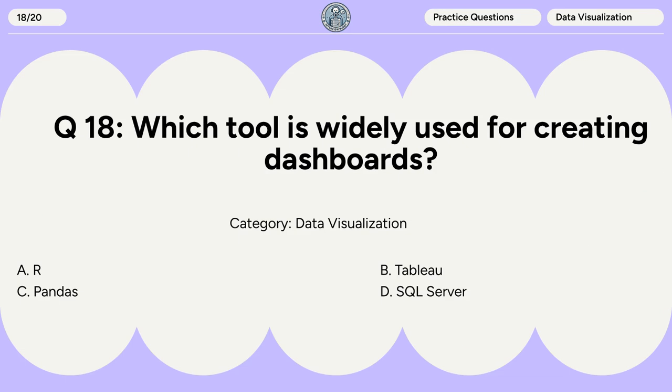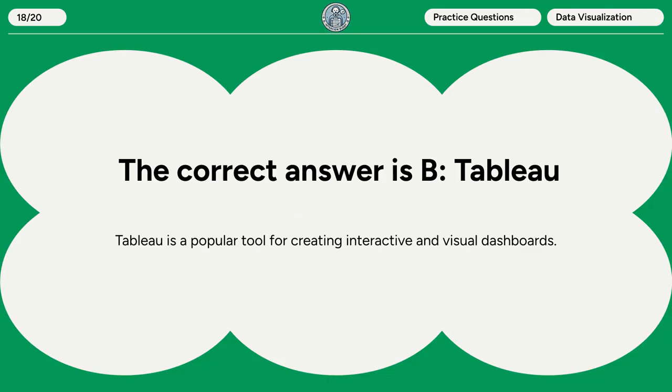Question 18. Which tool is widely used for creating dashboards? A. R. B. Tableau. C. Pandas. D. SQL Server. The correct answer is B. Tableau. Tableau is a popular tool for creating interactive and visual dashboards.